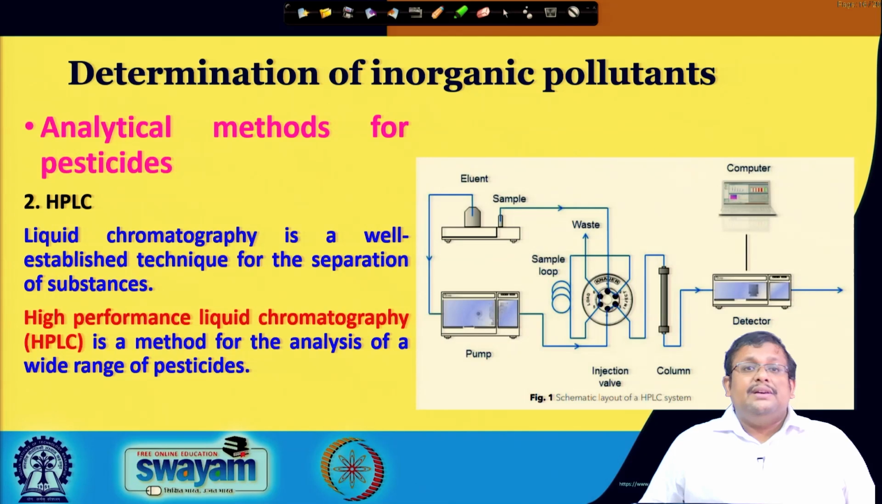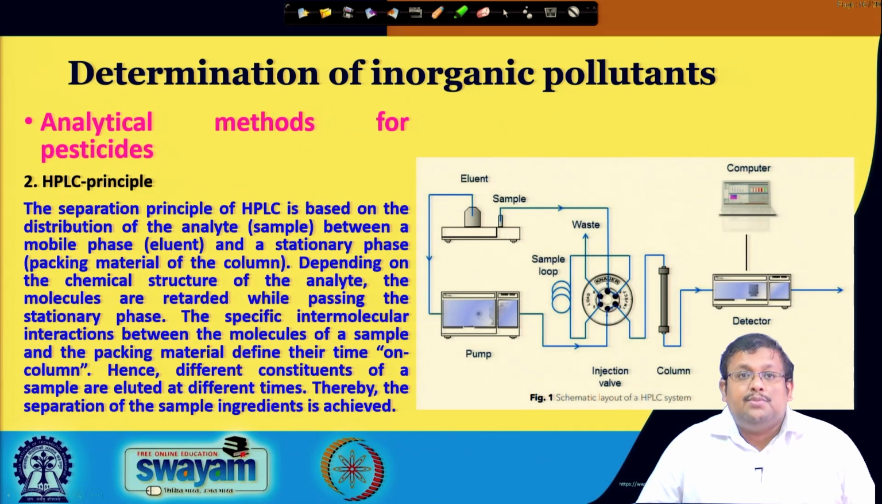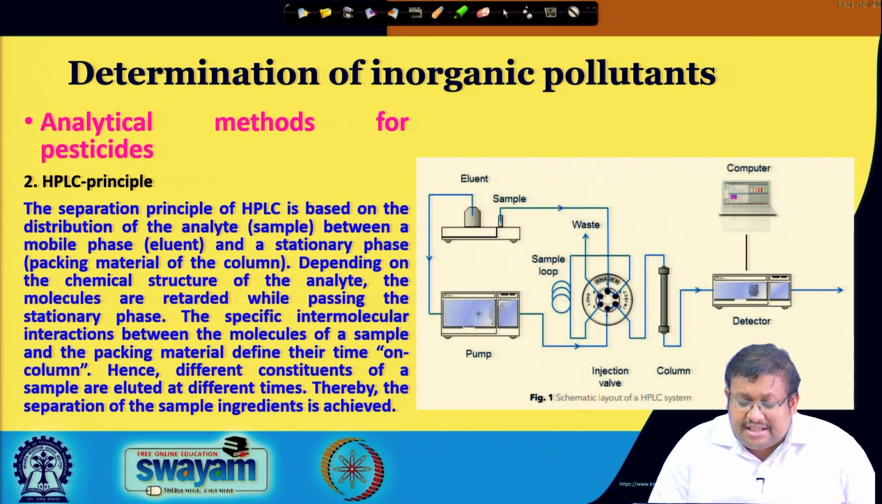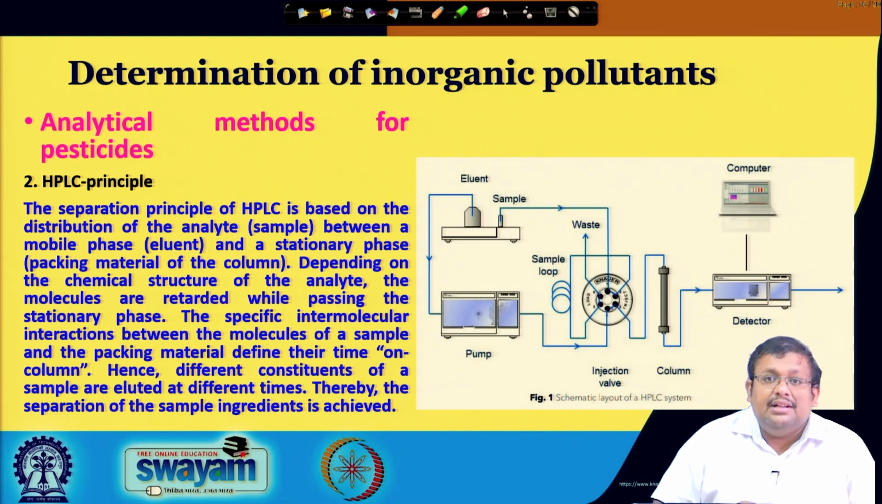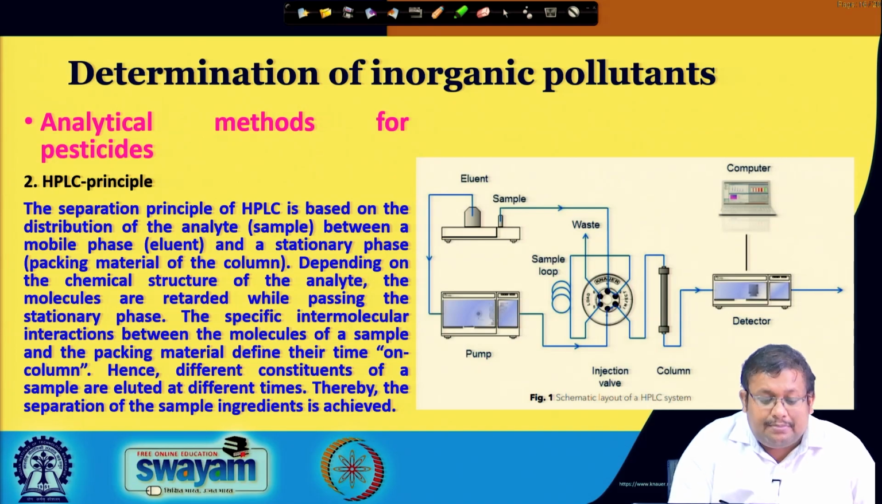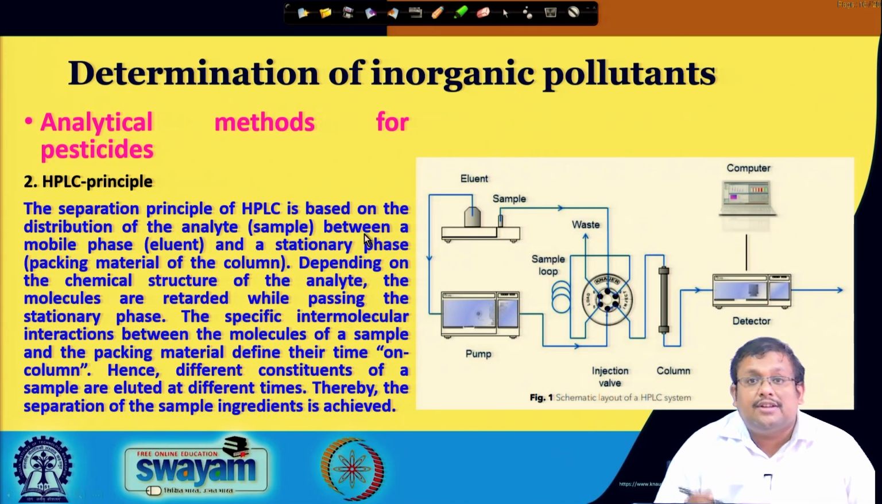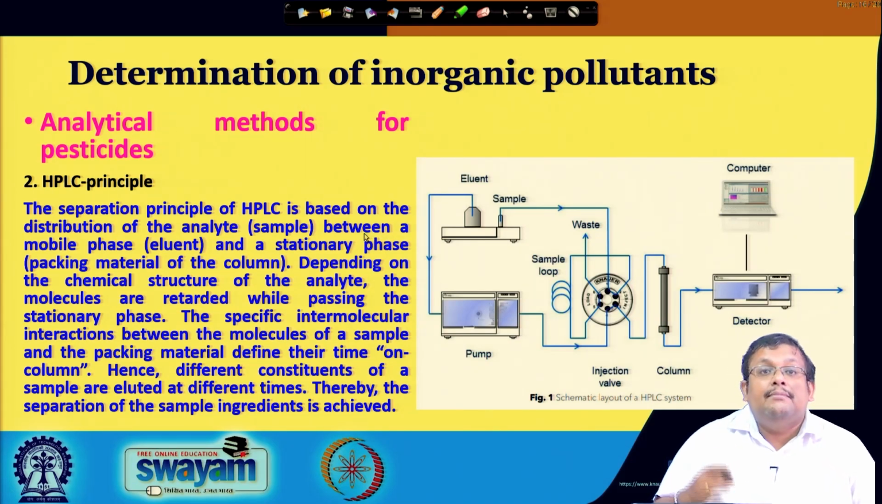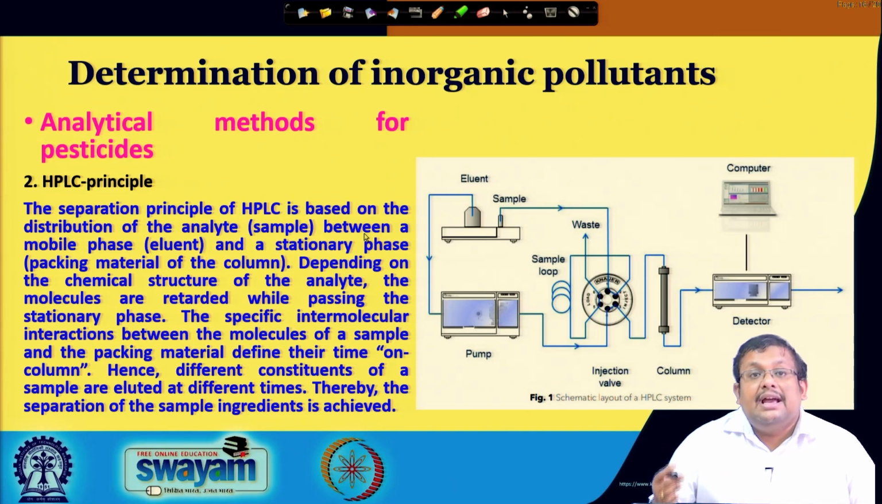The second one is HPLC. HPLC stands for high performance liquid chromatography. It is a kind of liquid chromatography, and it is a method which is widely used for a wide range of pesticides. If you see the principle of HPLC, it is also the same. Chromatography is a separation-based principle. The separation principle of HPLC is based on the distribution of the analyte or the sample between a mobile phase, that is eluent, and the stationary phase, that is the packing material in the column.